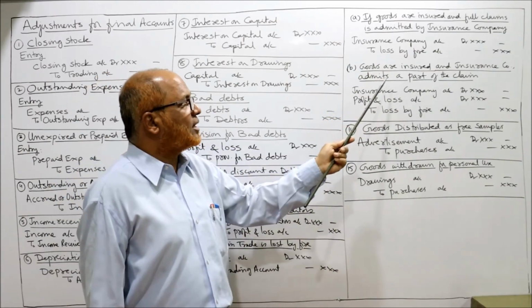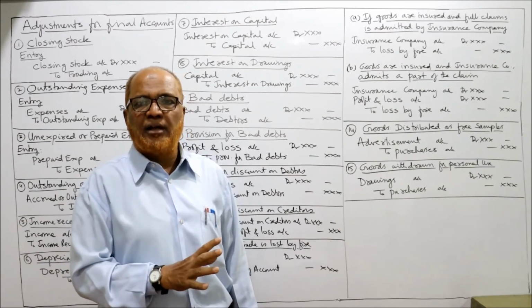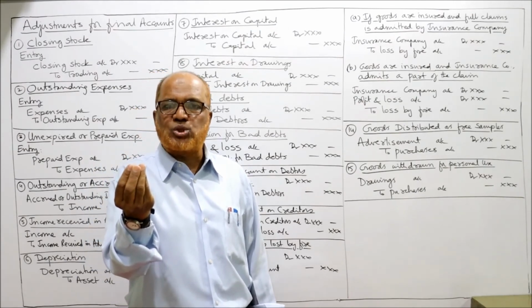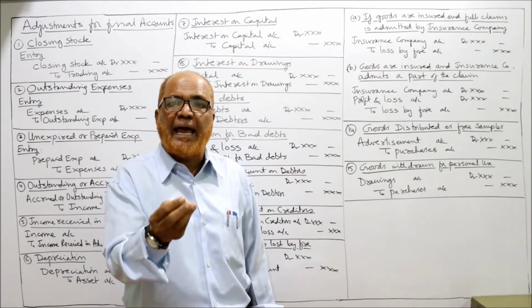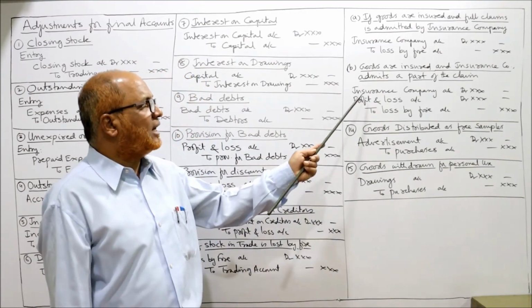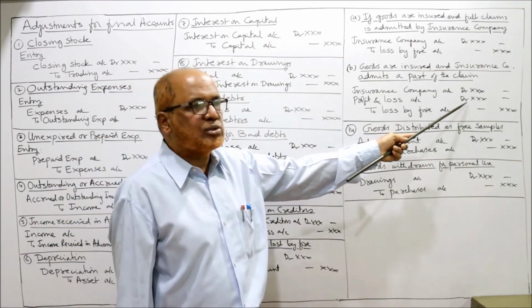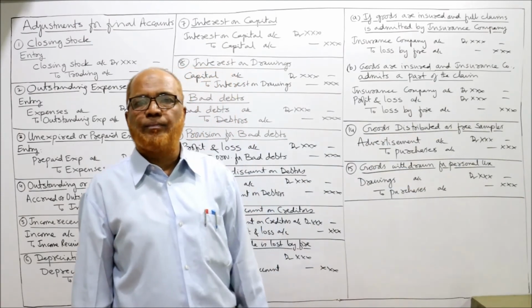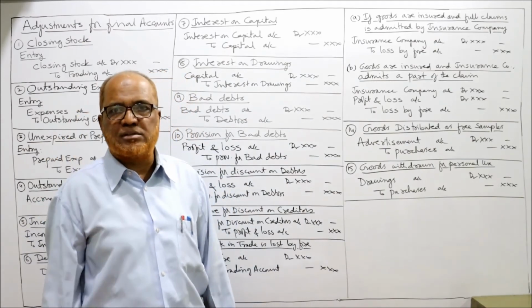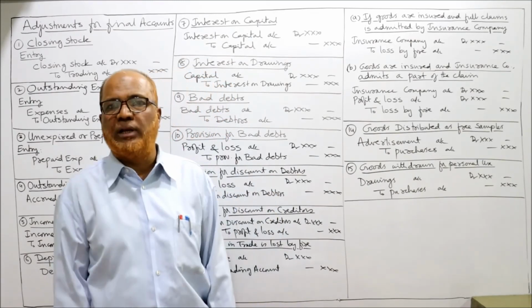Suppose goods are insured and insurance company admits a part of the claim. The insurance company has not agreed full payment, only part payment. 10,000 rupees worth of stock was destroyed, out of which insurance company agreed to pay 8,000 only. Remaining 2,000 is the net loss. So in that case, the entry will be insurance company account debtor 8,000, profit and loss account debtor 2,000 to loss by fire 10,000. The profit and loss account will be debited loss by fire 2,000 rupees. This is the case when insurance company has admitted partly, not fully.